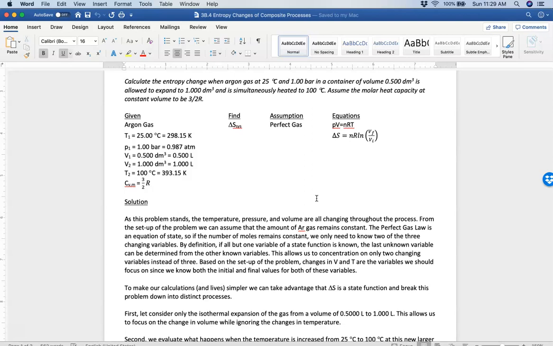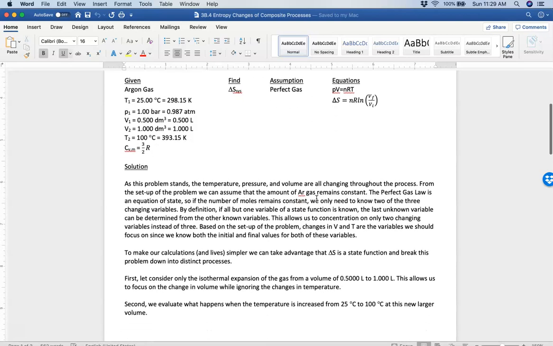I've organized that presentation of the problem into givens, finds, assumptions, and equations. So let's look at the solution. First, we're going to rationalize it, and then we'll go through with the actual numbers. As this problem stands, the temperature, pressure, and volume are all changing throughout the process. From the setup, we can assume the amount of argon gas remains constant, so at least n is constant, but I'm still changing P, T, and V.